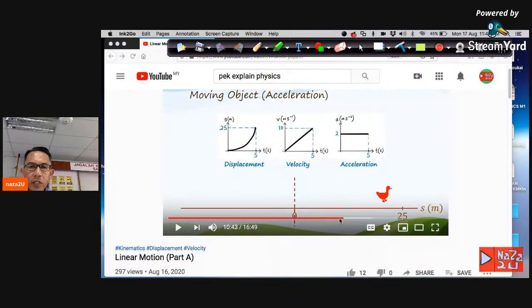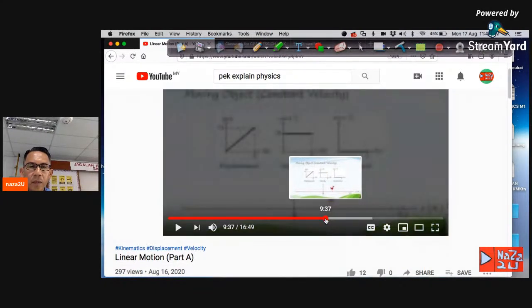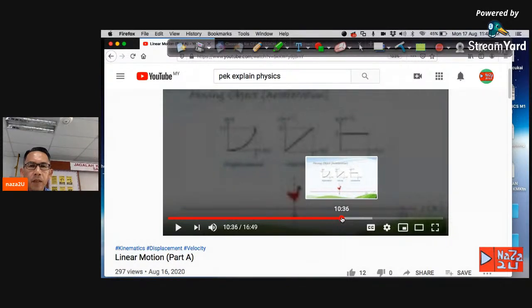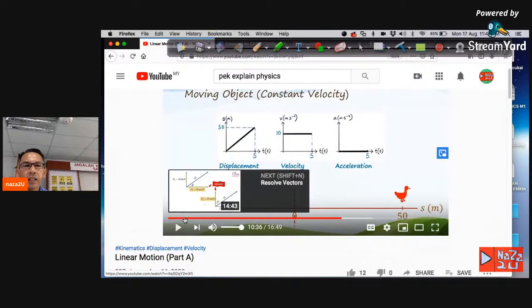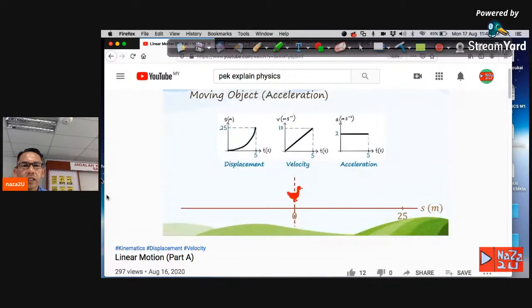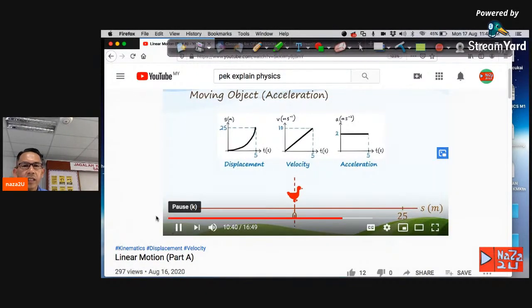Kamu boleh tengok dekat video ni sekali lagi. Kalau kita tengok, okay, saya cuba adjust video ni. Cuba tengok titik tu bergerak macam mana. Okay. Moving object with acceleration. Okay, so you can see the dart is accelerating to the right. Dia bergerak semakin laju, right?